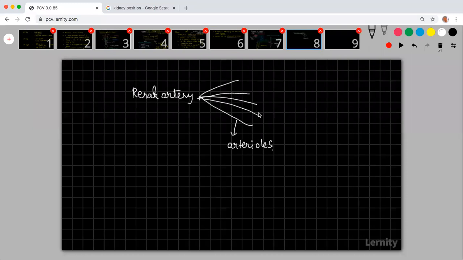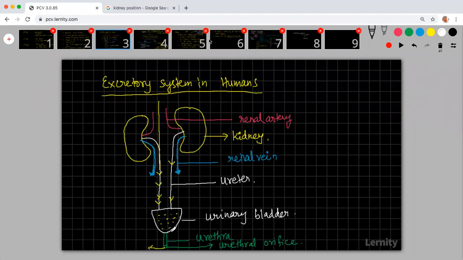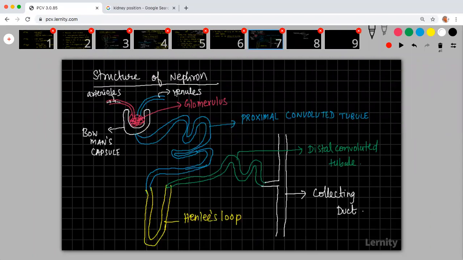Okay, so these arterioles will be carrying the blood, and what it is trying to do is bring in the blood. Actually, whatever you are seeing here is not venules, this is also arterioles only. Okay, and after this arteriole it will go to some capillaries, and from capillary it will go to venules, and from here they will join together to form the vein.